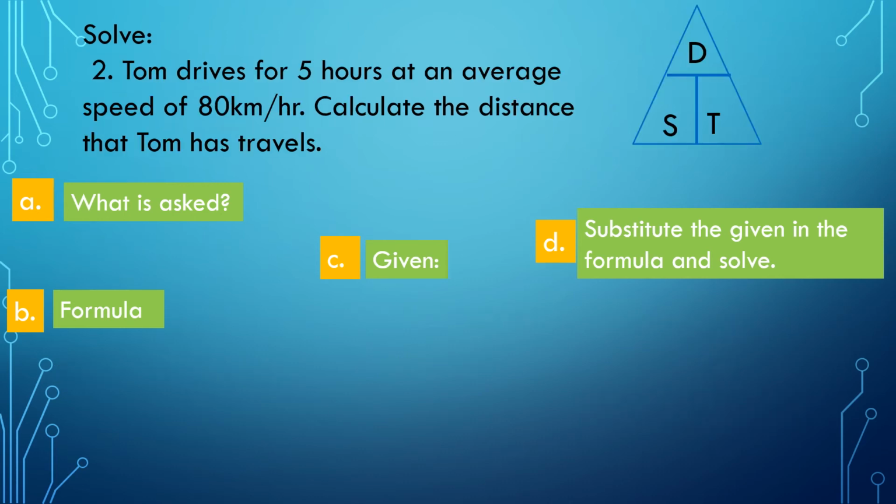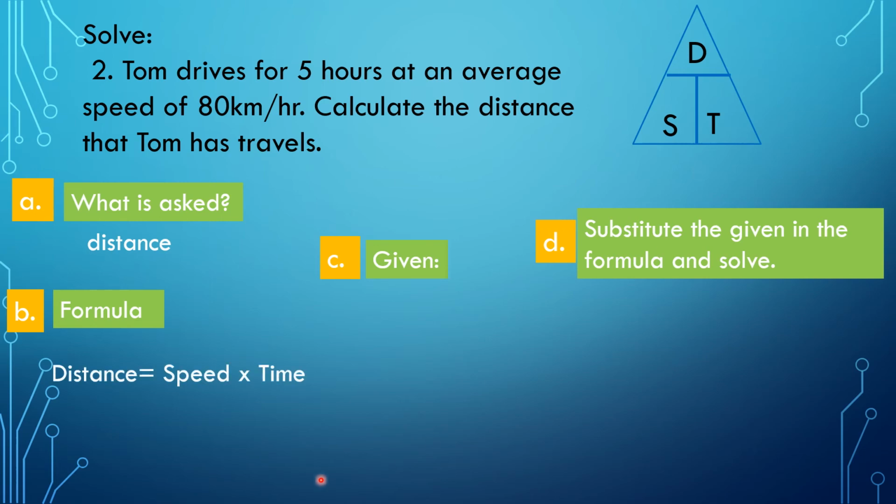Next, I have here another example. Tom drives for 5 hours at an average speed of 80 kilometers per hour. Calculate the distance that Tom has traveled. So what is asked in the problem now? Calculate the distance that Tom has traveled. So that is distance. Now, the formula for distance is D is equal to S times T, or distance is equal to speed times time.